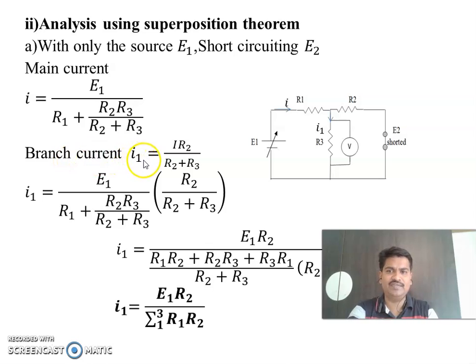So we will have a branch current formula. I1 is equal to main current into resistance in the another branch divided by sum of the two resistances. Another branch would be the R2 branch, because I am finding the current through R3 branch, another branch will be the R2. Now the same I1 I am substituting. So I1 equals this, the main current which I have substituted, and this is the quantity which remains. With a little simplification, taking the LCM in the denominator, I can now cancel out this R2 plus R3 with this R2 plus R3. I am left with a simplified equation of E1 R2 divided by sigma R1 R2.